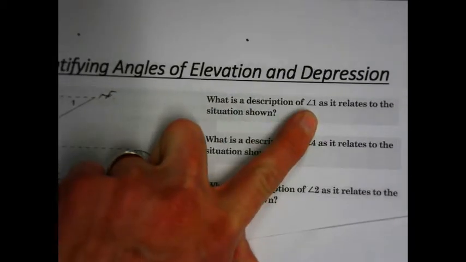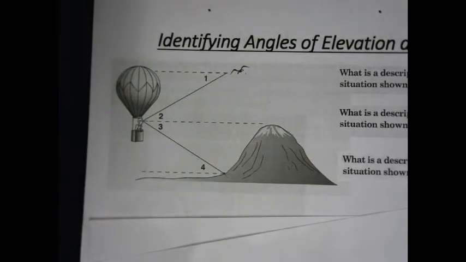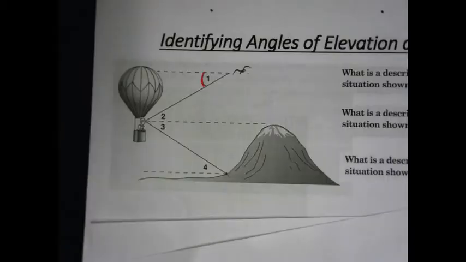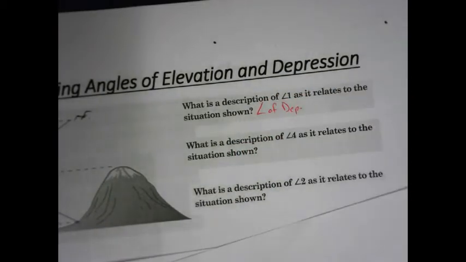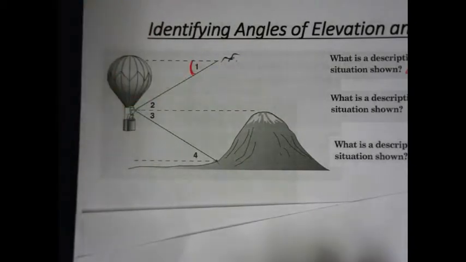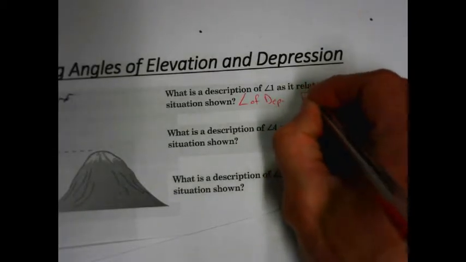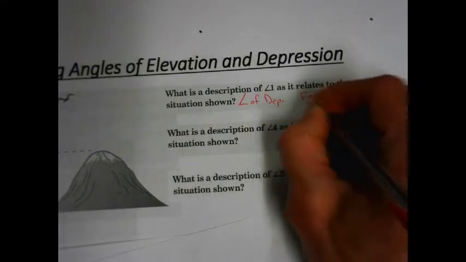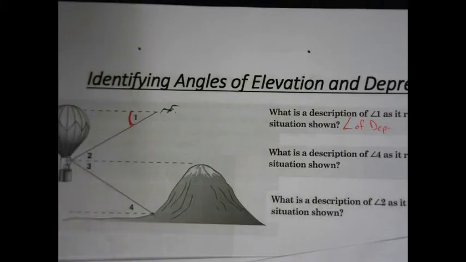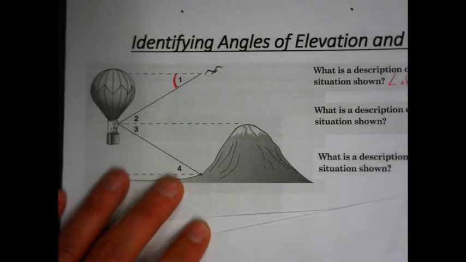So the first question is here. What is the description of angle 1 as it relates to the situation? So let's take a look at angle 1. Hopefully you can tell, according to our notes, angle 1 will be an angle of depression. But what is it in relationship to? It's an angle of depression from the person to the bird. So we want to make sure that we understand that situation. That is what angle 1 is. So make sure we're able to identify that.